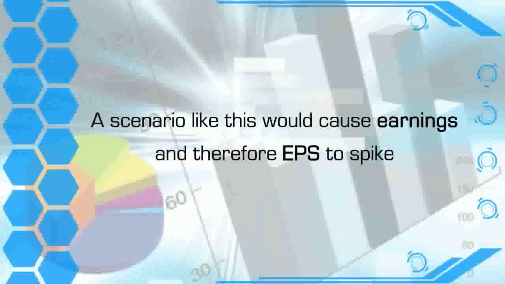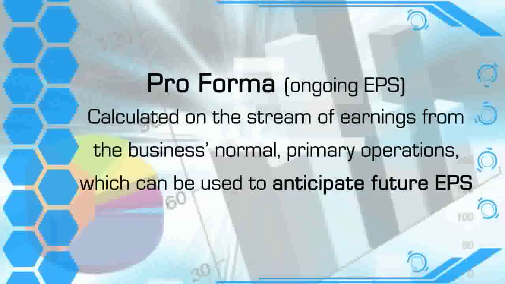Another example might be a company excluding selected expenses as an unusual charge, thus increasing EPS. As you do your research, read the footnotes in order to decide what factors should be included in normal earnings and make adjustments in your own calculations. Pro forma, or ongoing EPS, is calculated on the stream of earnings from the business's normal primary operations, which can be used to anticipate future EPS.